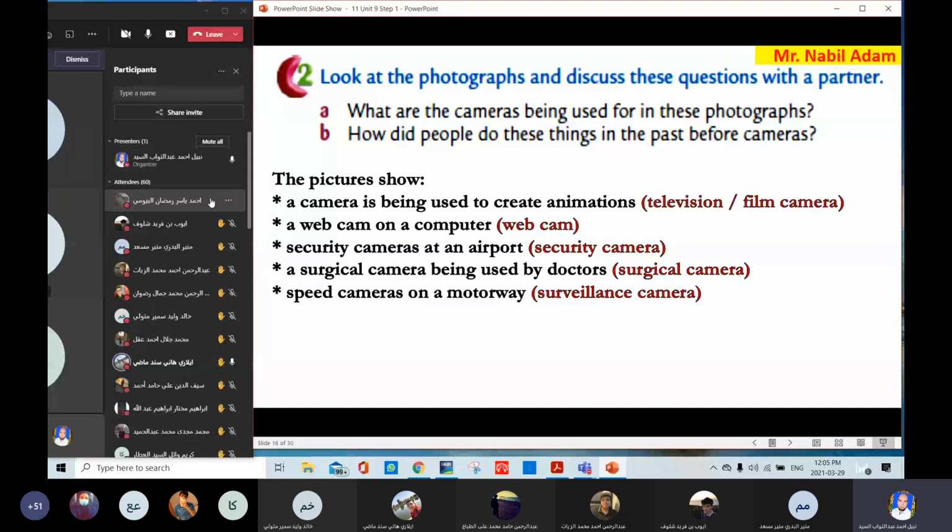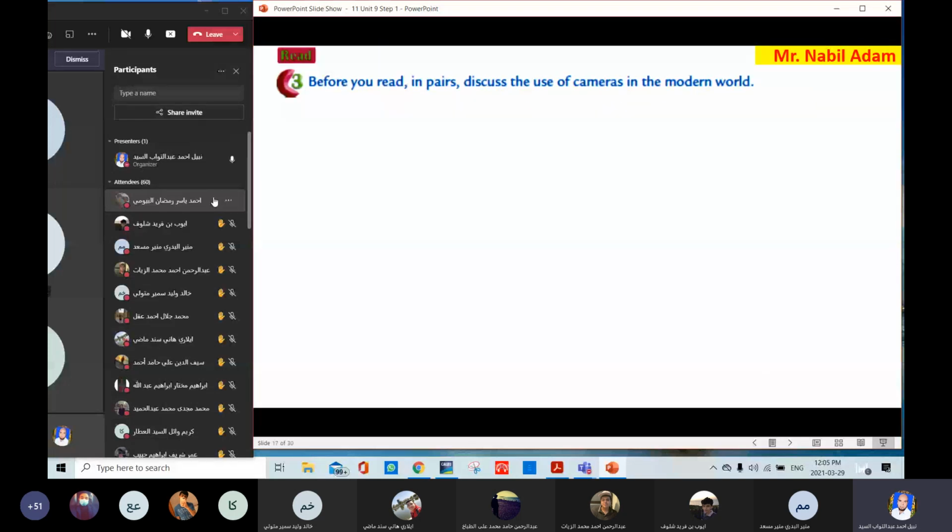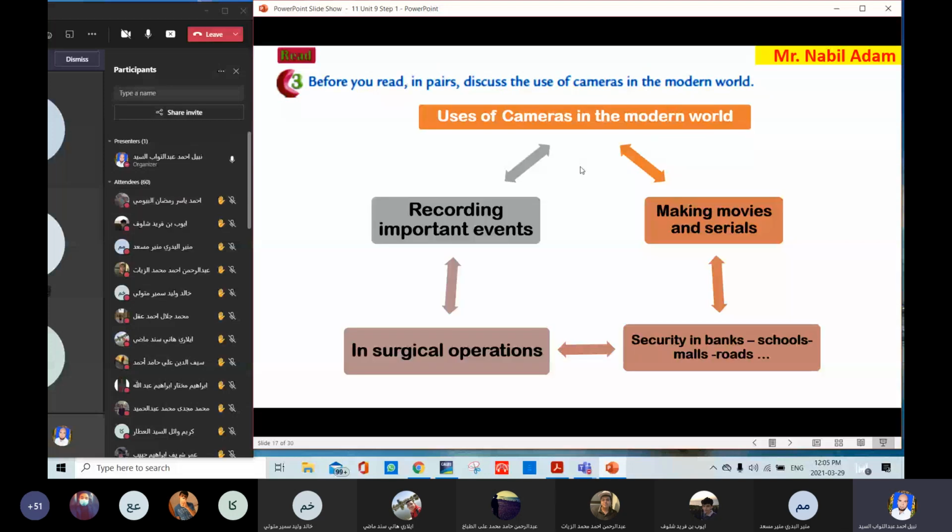Now, before you read, discuss the use of cameras in the modern world. As you mentioned here, there are different uses for cameras in the modern world. We use cameras for recording important events like football matches, or making movies and serials at the cinema, or in surgical operations at the hospital, for security in banks, schools, malls, roads, or military areas.